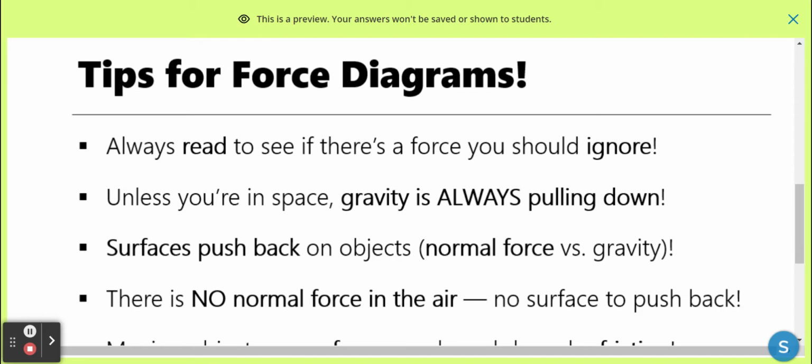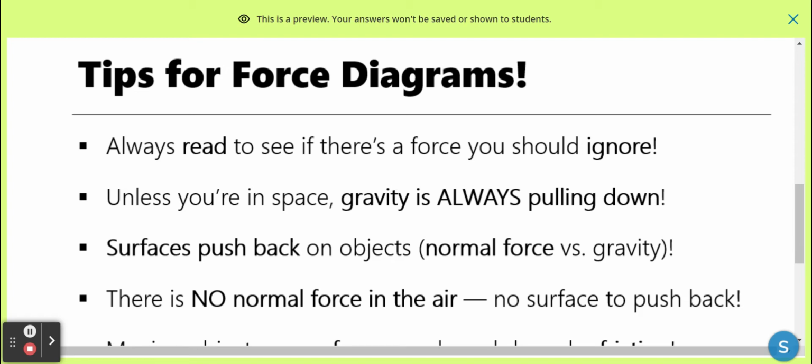So just pay attention to the problem and see if there's anything you should ignore or write out. If you already have a force diagram, then you don't have to worry about that as much, but it does still help to read the problem along from just looking at the diagram to get all the information about what's happening and what the object is. Helps you kind of imagine the situation.